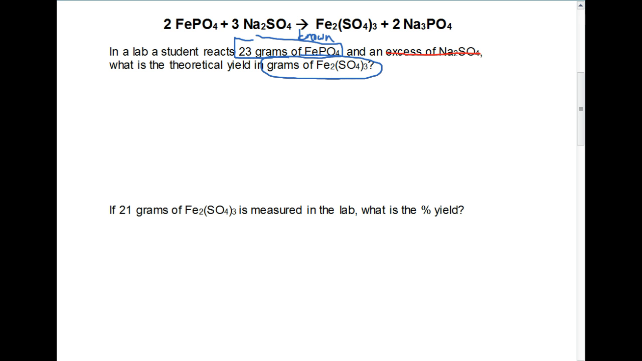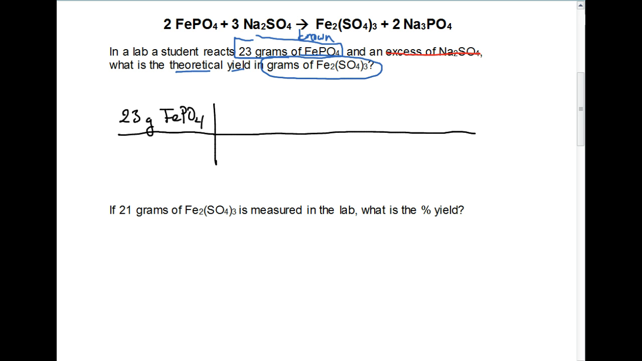So remember, theoretical yield means do the stoichiometry. So that's what we're going to do right now. So if you have a mole road map, you should probably pull it out. Periodic table, of course. And so we're going to throw in 23 grams as our known FePO4. And we're looking for grams of Fe2(SO4)3, iron(III) sulfate. So this is a grams to grams problem that we're going to use the mole road map on, and so it's going to be a couple different steps.